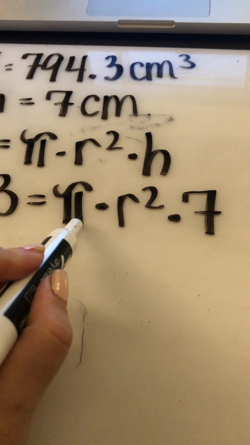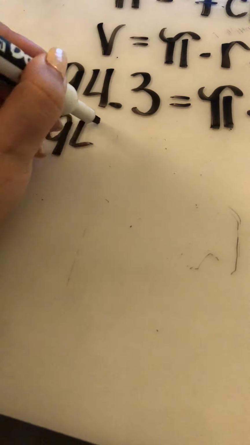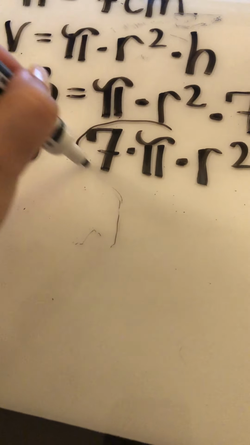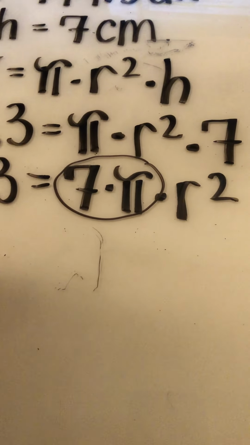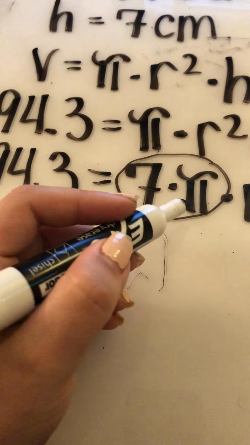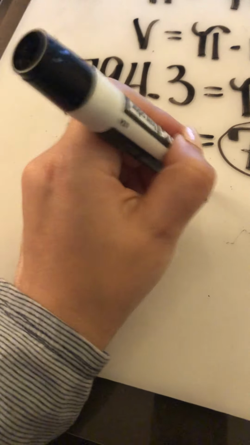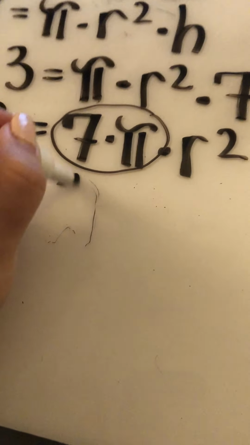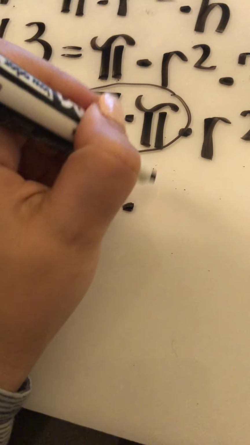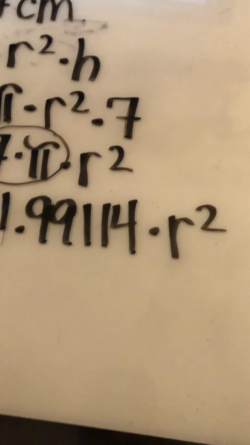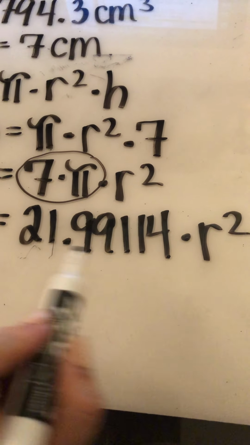First thing I want you to do is multiply pi and 7. Okay, so it's almost like you're rewriting it in this way, using the commutative property. So we're going to do this multiplication first, 7 times pi, and this is where you want to leave those 5 digits after the decimal, okay, because that pi is going to make it an irrational number. So I'll rewrite this, 794.3 equals 7 times pi, which is approximately 21.99114 times r squared. Okay, now I'm going to divide by this number.